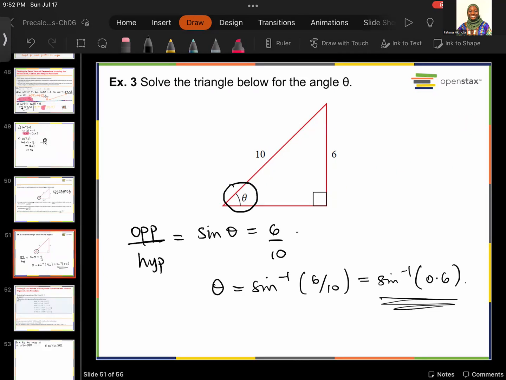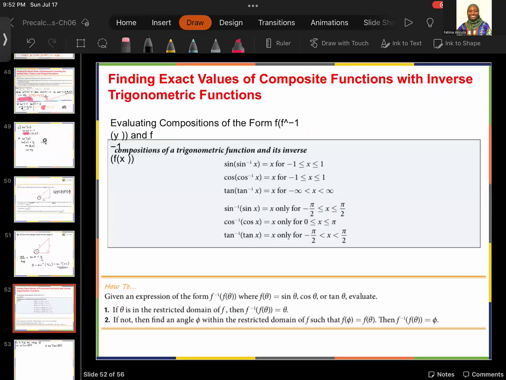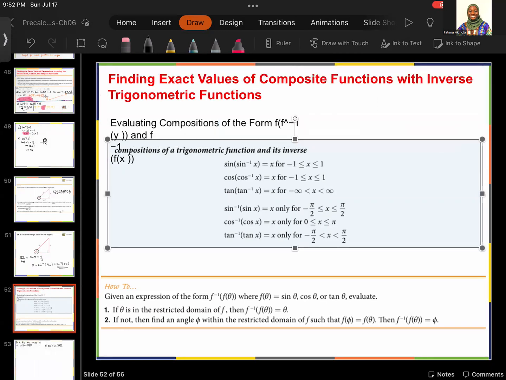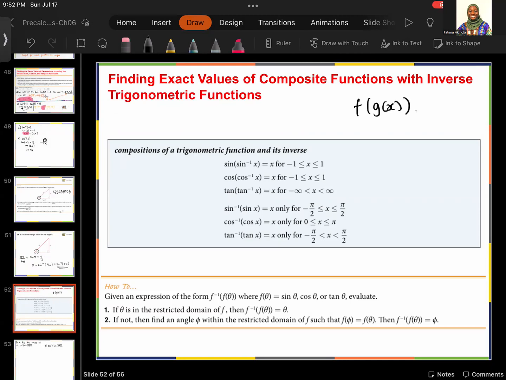Okay. So next, let's move on to finding exact values of composite functions. I don't know if you remember composition of functions; we talked about this a while ago. This is where you have a function of a function, so you have an f of g of x. We can do the same thing with inverse functions and trig functions.